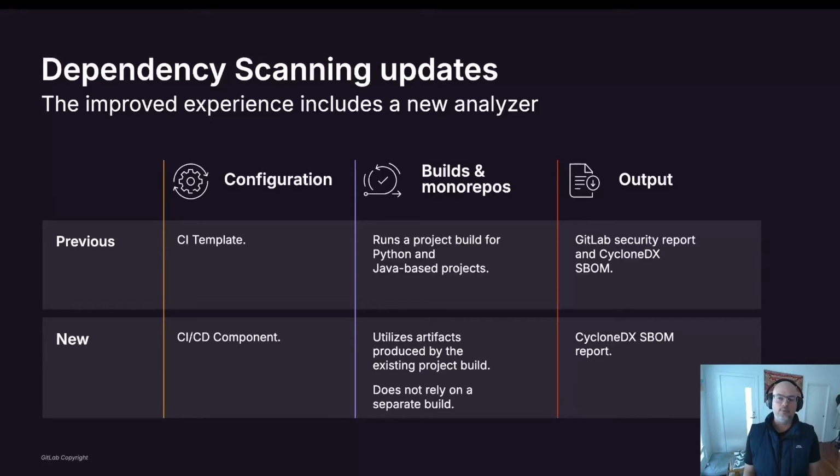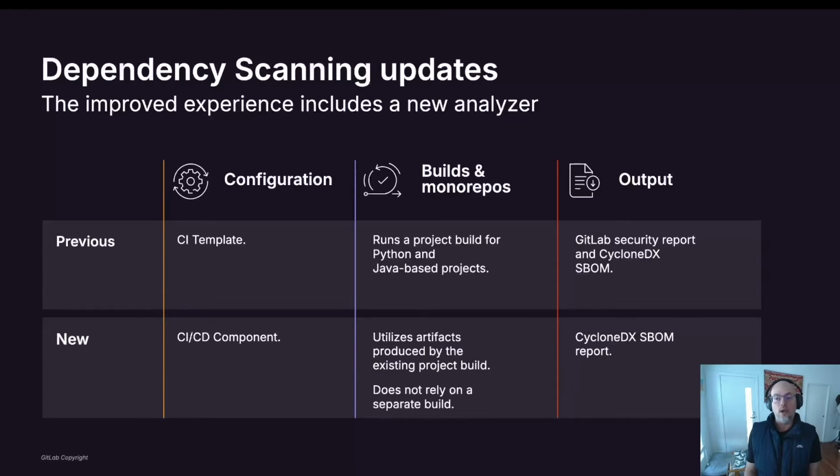Dependency scanning is adopting CI/CD components, which were released as generally available in GitLab 17.0, and they offer many improvements over the use of CI templates. For example, CI/CD components are easier to reuse and offer better versioning capabilities.